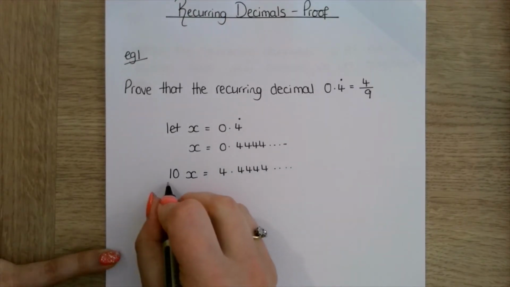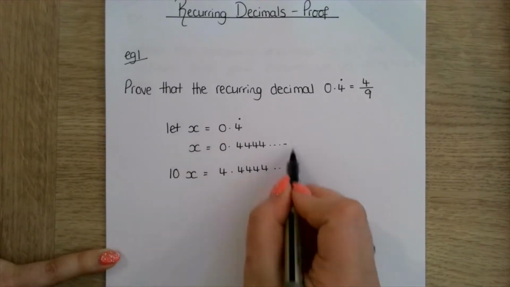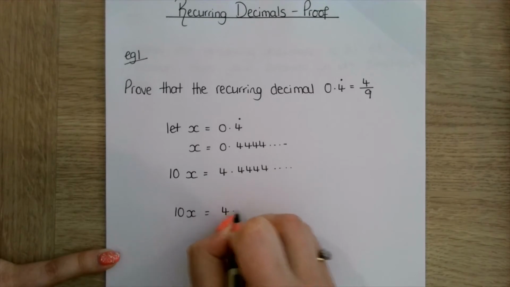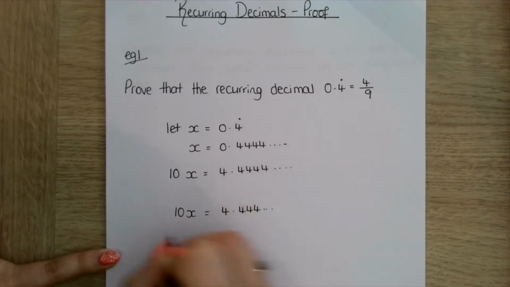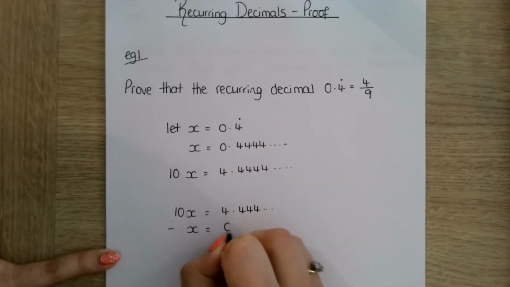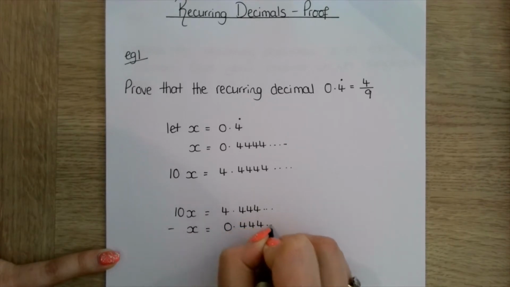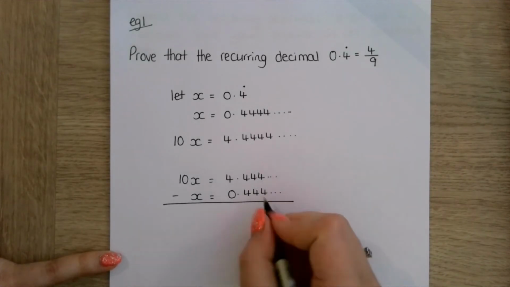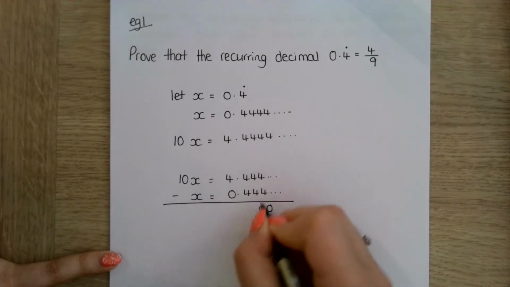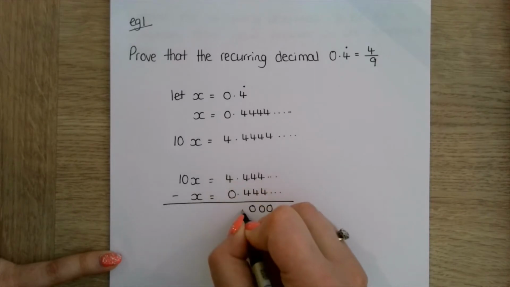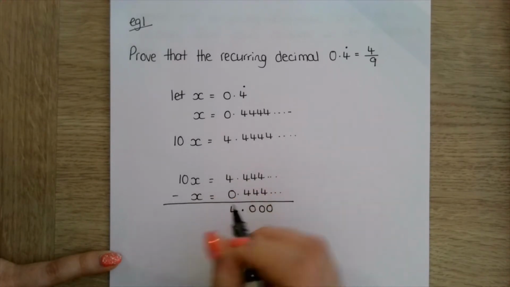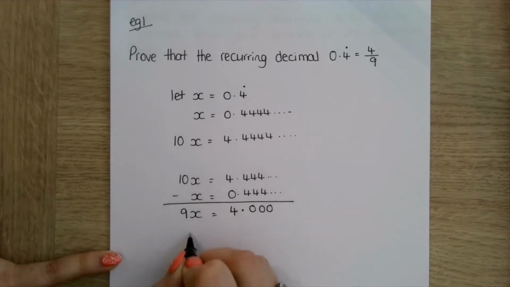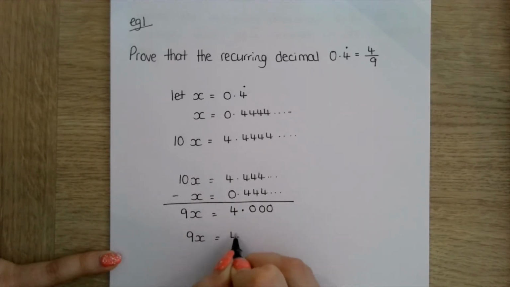I'm now going to do the larger one, and I'm going to subtract the smaller one from it. So 10x, which is my 4.444, and I'm going to subtract x, which is 0.444. So I get 4 take away 4 is 0, 4 take away 4 is 0, 4 take away 4 is 0, my decimal point, 4 take away nothing is 4. 10x take away x leaves me with 9x. So 9x is equal to 4.